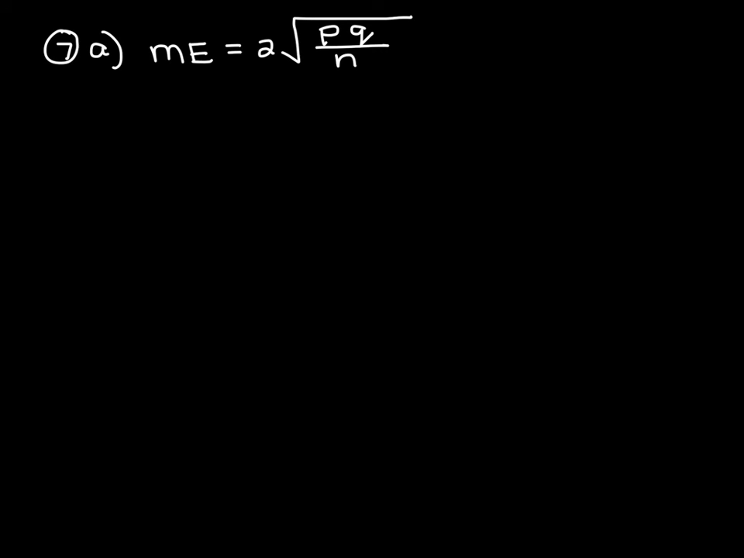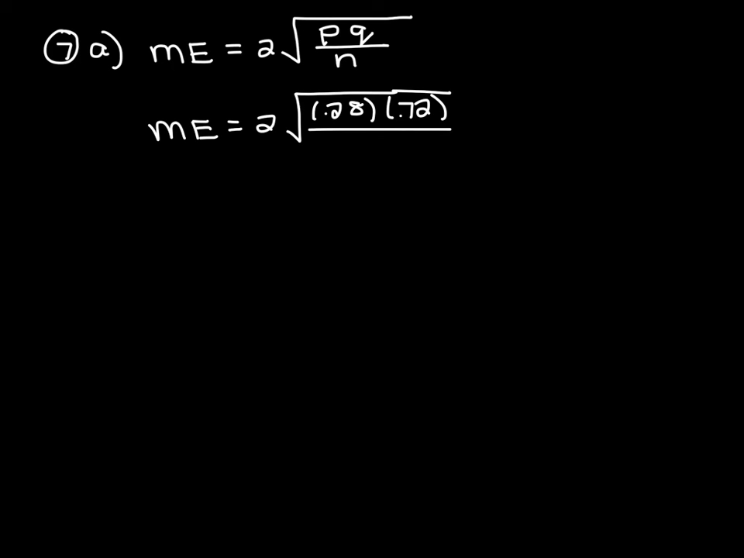Number 7 wants us in part A to find the margin of error with a confidence level of 95%. All right, so we're going to be using our formula right here when we have a confidence level of 95%. So the margin of error is going to be equal to 2 times the square root. Now, P is just the proportion of successes, and they tell us that the mean proportion is 0.28, so we're going to plug in 0.28 for P. And then Q would just be really 1 minus 0.28, which is 0.72.